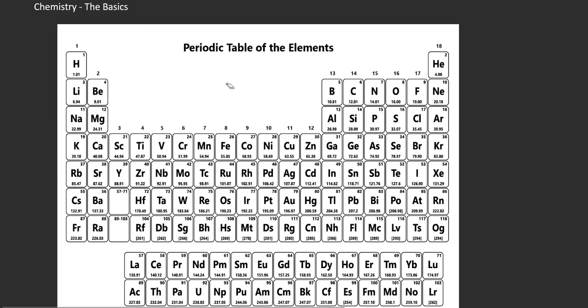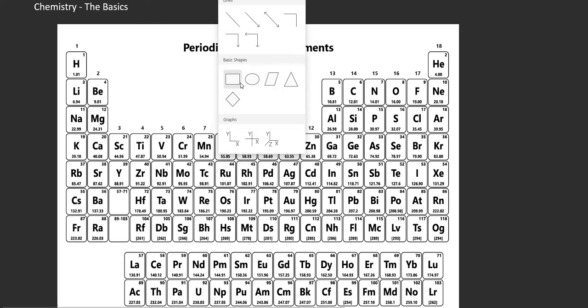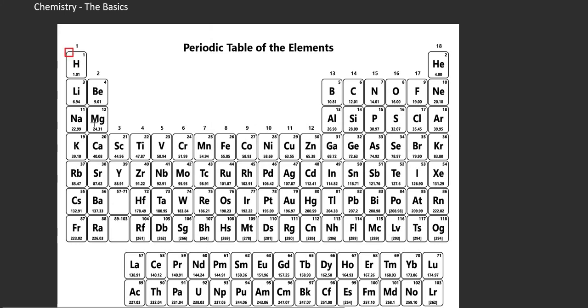So the first thing we should probably go over is how to navigate the periodic table. So there's two ways you can navigate the periodic table. You can either go up and down, or you can go side to side. Now when you go up and down the periodic table like this that I just circled is called a group. You can also call it a column, but it's more specifically called a group.